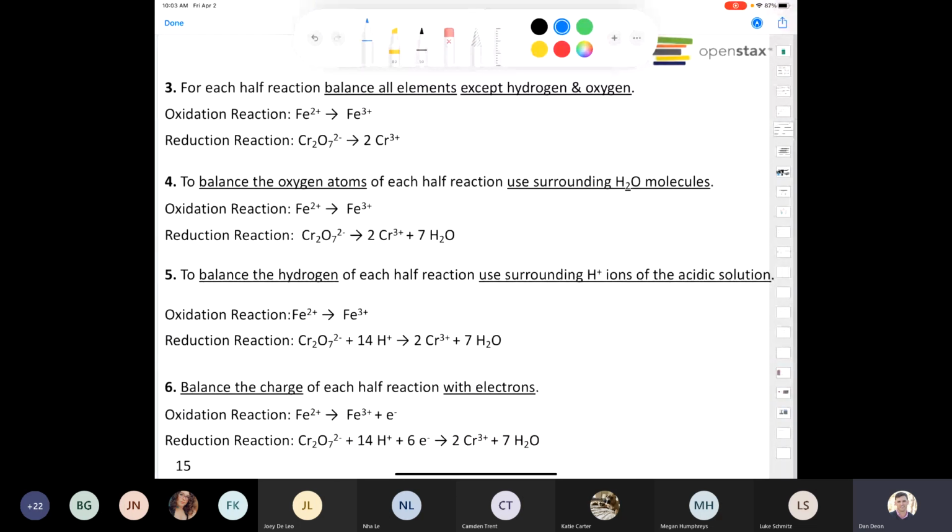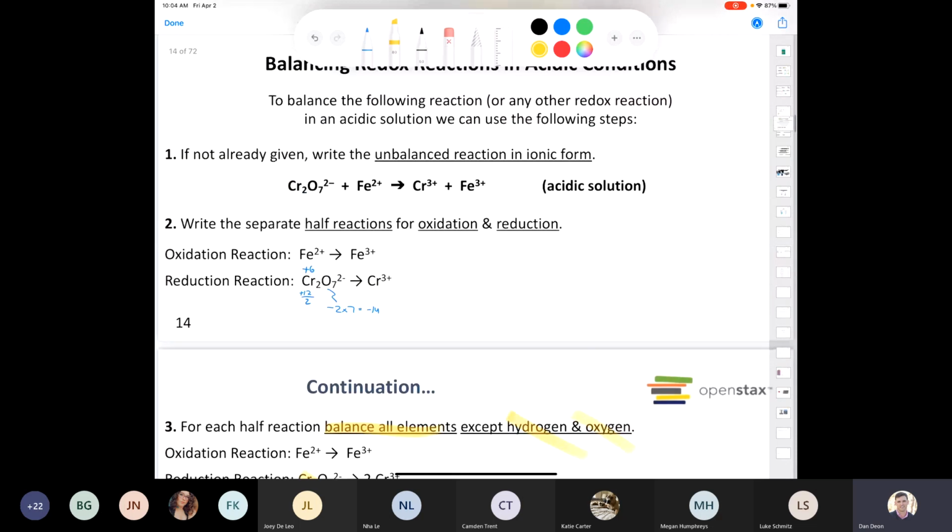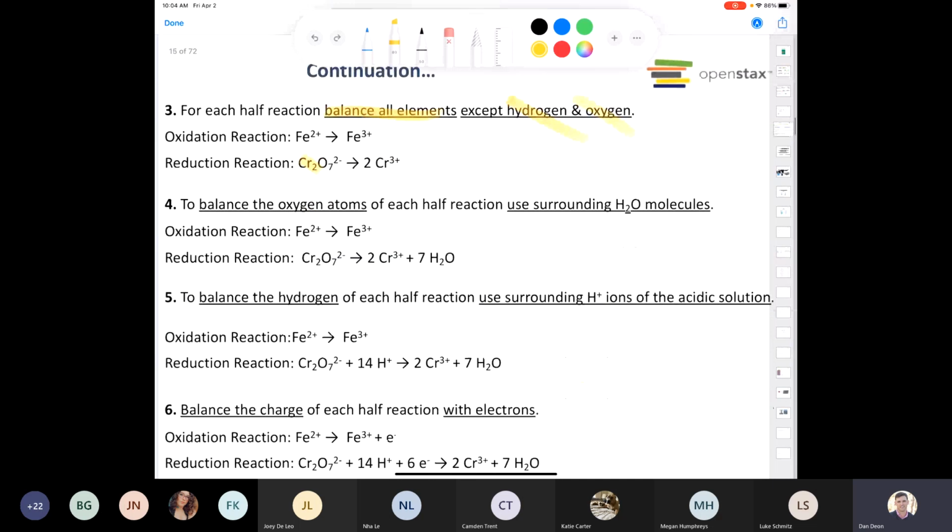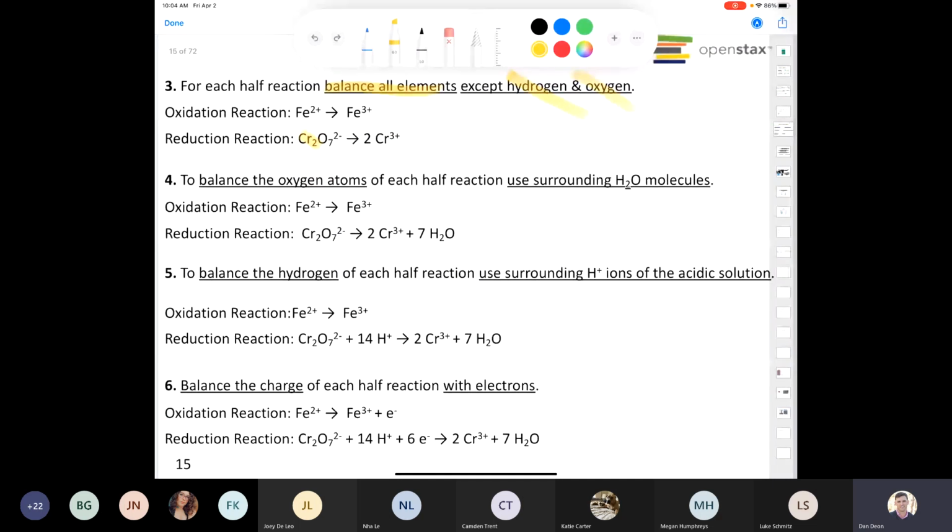Anyhow, next, you balance every element that's not hydrogen and oxygen. So balance everything and forget about hydrogen and oxygen. In the first one, we have 1 iron and 1 iron. Good, no problem. Even though they have different oxidation numbers, the elements are still balanced. Here we have 2 chromiums, and in the reduction we had only 1 chromium, so we need to put a 2 in front of that as a stoichiometric coefficient. Now the irons are balanced, and the chromiums are balanced.